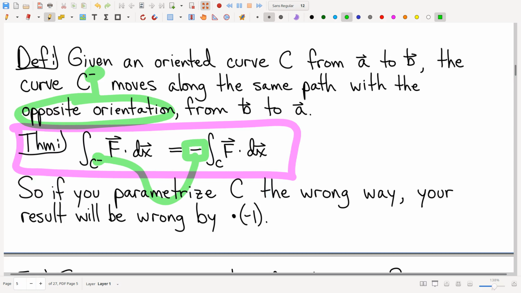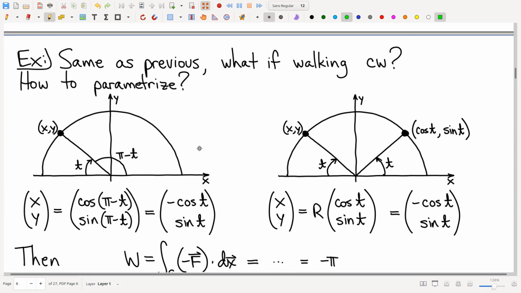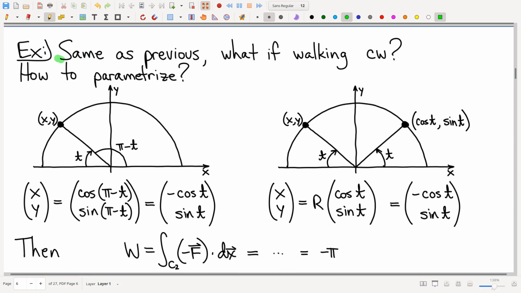All right, so let me show you how you can use this. Here is a separate question. Same setup as the previous, still with the forces and the wind and the direction and the top half of the unit circle, et cetera, et cetera. The only difference being, what if I'm walking clockwise this time instead of counterclockwise? Okay, so I guess it's a different orientation. That means it's a different oriented curve. That means that we kind of oughta, in some sense, reparameterize the whole thing, go through the whole process again.